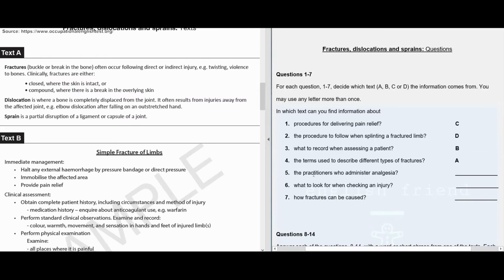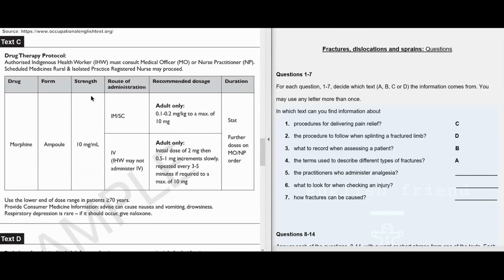Now question number 5. The practitioners who administer analgesia. That has to be in text C. Text C, yeah, in the very first line you can see, authorized indigenous health worker IHW must consult medical officer MO or nurse practitioner. Scheduled medicines, rural or isolated practice registered nurse may proceed. So answer for question number 5, it's C.